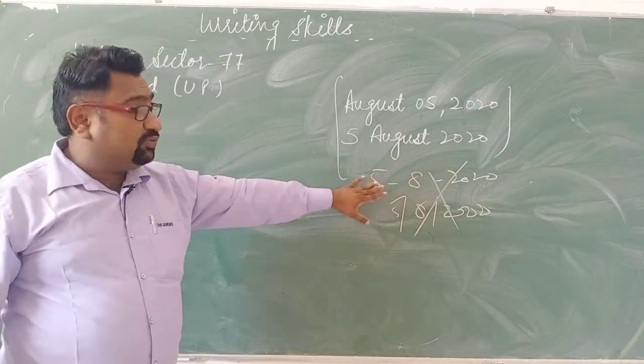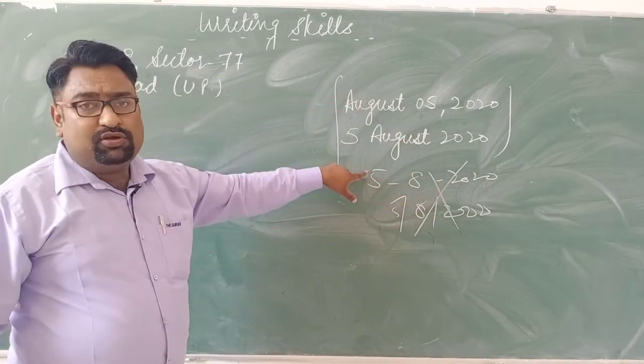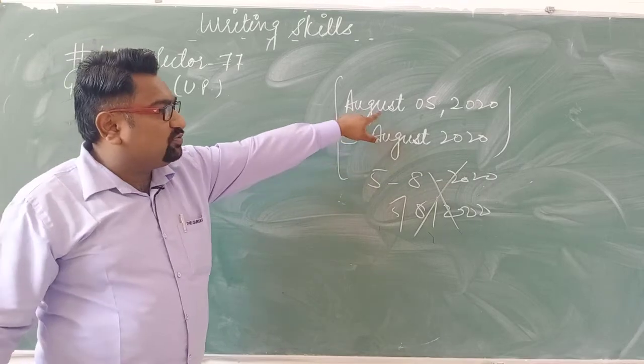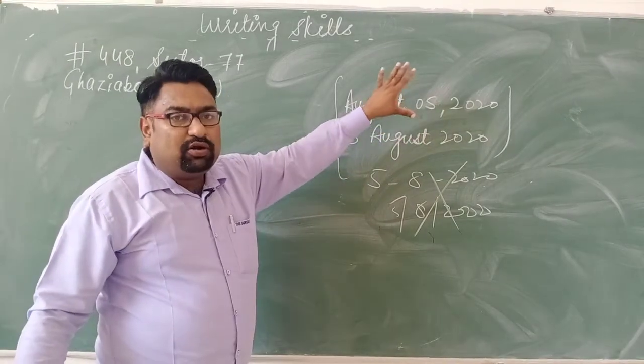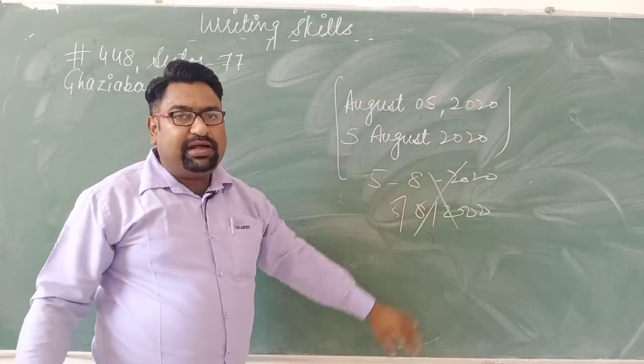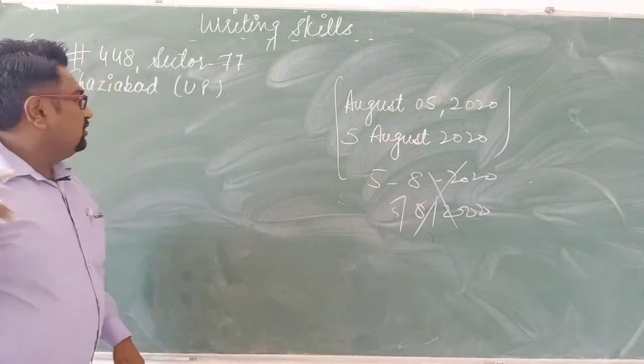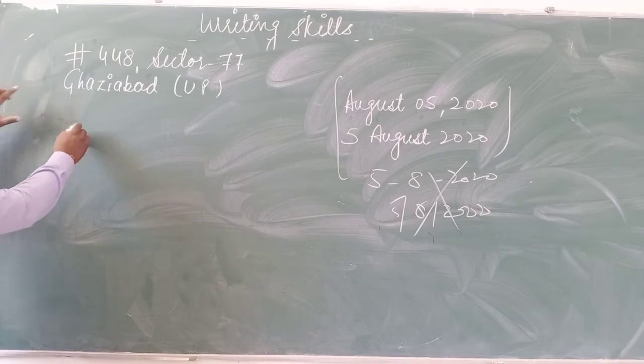Do not write down in this way. Either accept this one or this one. So I generally write down this one. So we are following step number 1. This format number 1: month, then date, then comma, then year. Clear? So after skipping a single line, write down the date.